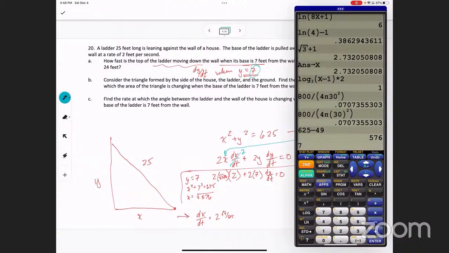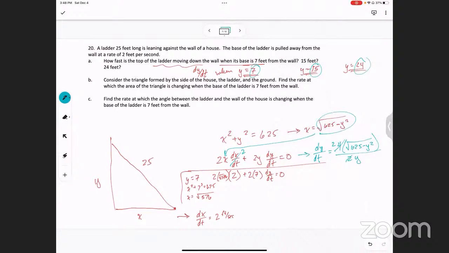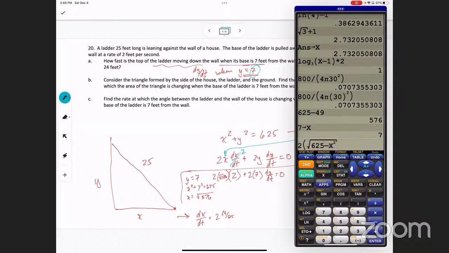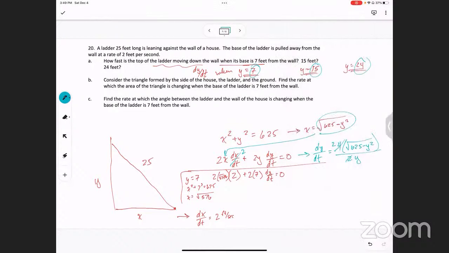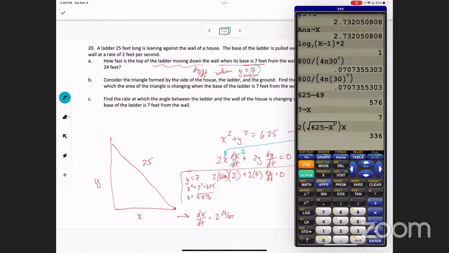I do not remember. If you type in 7, you see the store button above the question mark? Store. If you store that for, we'll just call it X, even though it's Y. Doesn't matter. So I'm storing 7 for Y, and then I'm punching in that formula, 2 times the square root of 625 minus, it's going to be called x squared now, because I'm calling it x, all divided by x. If you hit enter now, it plugs 7 in there for you.